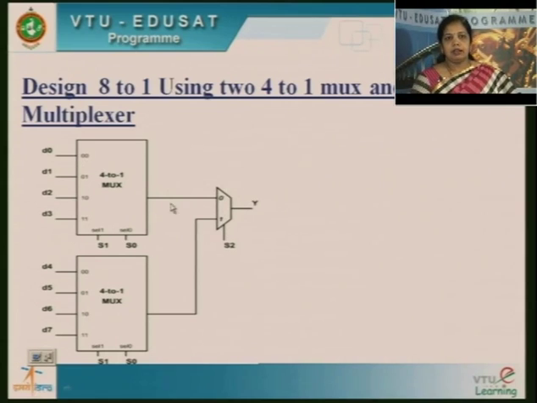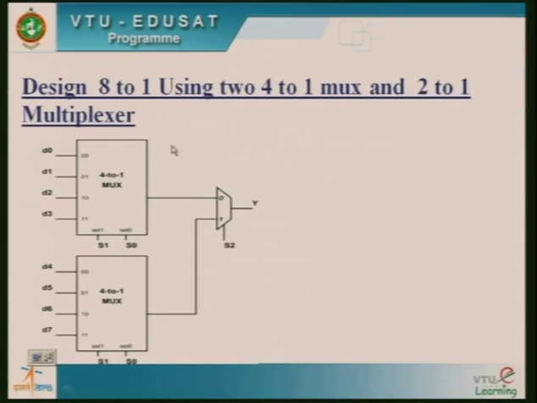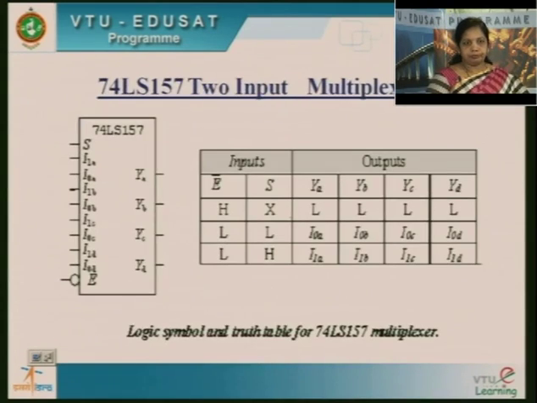So we can design higher order mux using lower order mux. So no need of buying or designing the higher order directly. So with the help of lower order mux, you can design higher order mux by combining their inputs, selection inputs, and taking output and again combining to the second level. So this is how we can design the higher order mux.